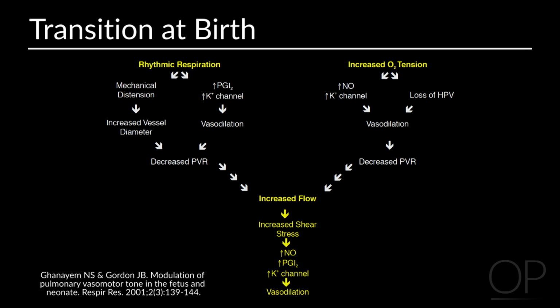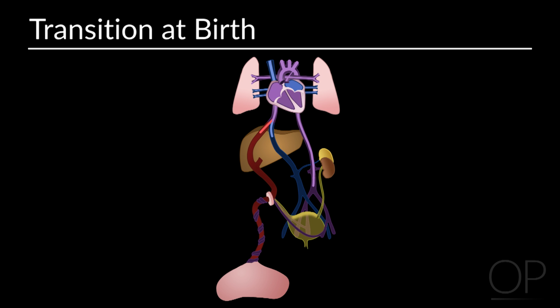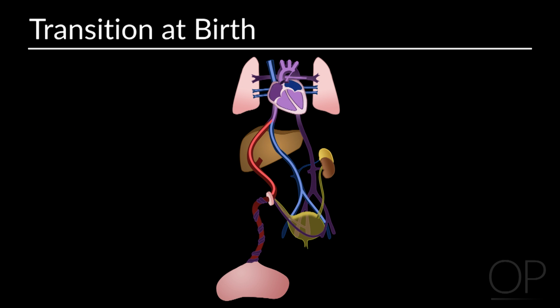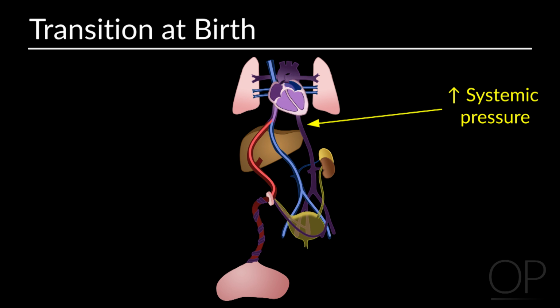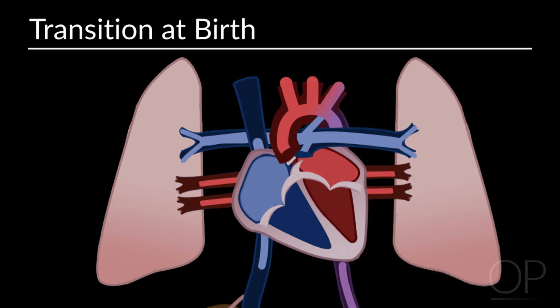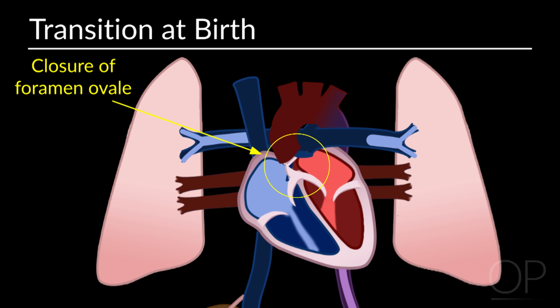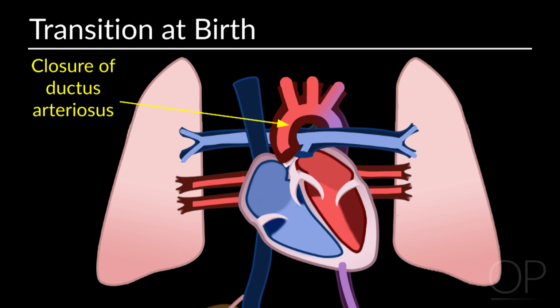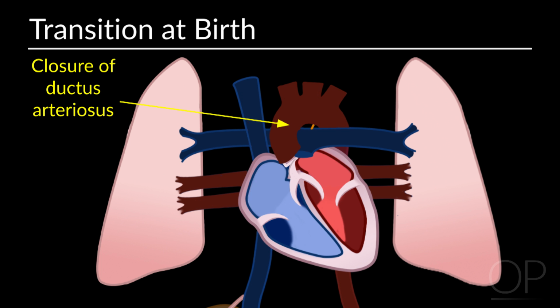the pulmonary vessels. During a normal transition, we have an increase in flow through the lungs, and because of the increase in systemic pressures after the separation from the placenta, we have the closure of the foramen ovale, and the increase in oxygen content in blood leads to the constriction of the ductus arteriosus.